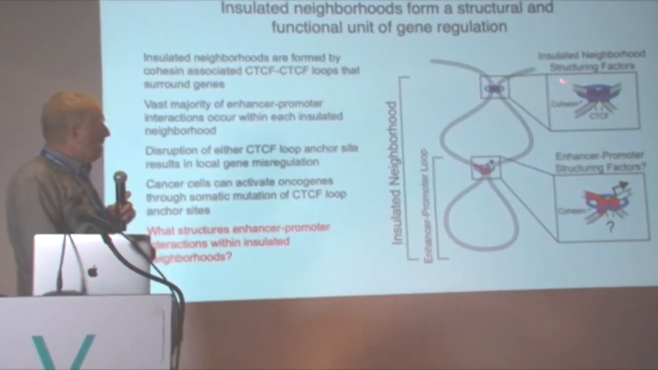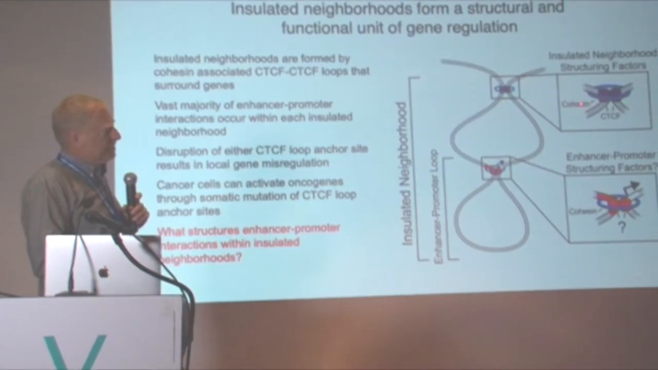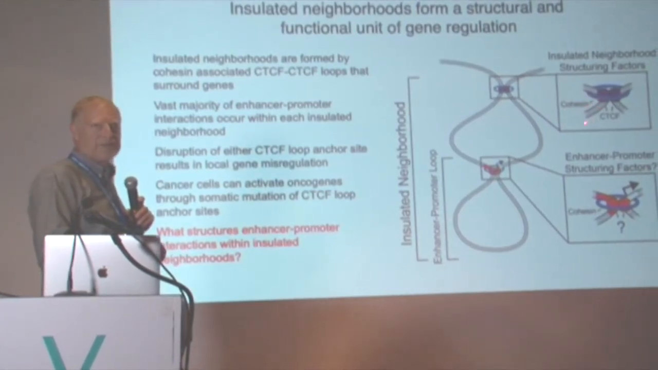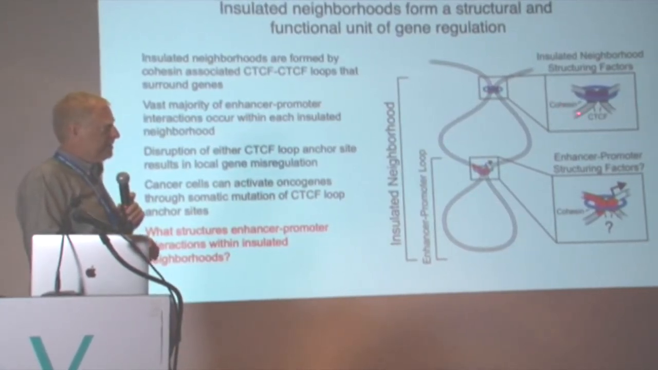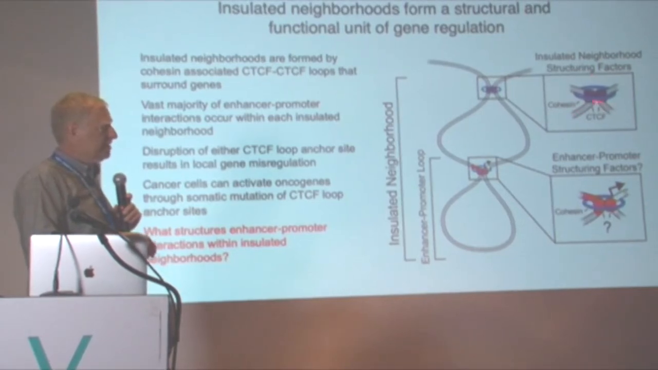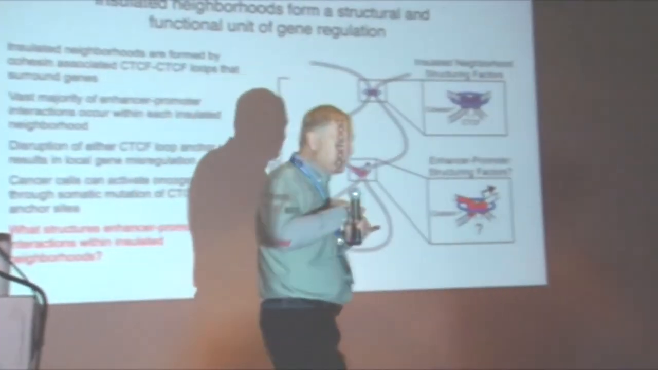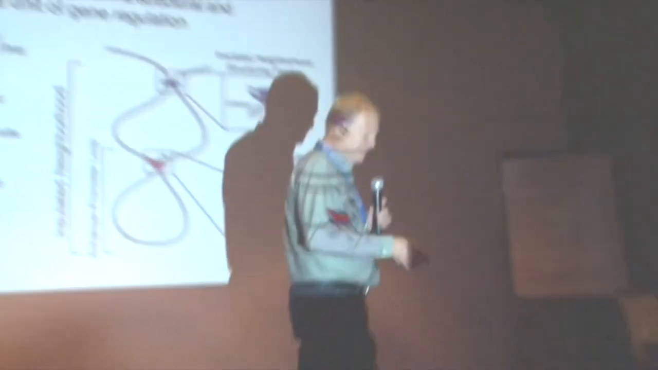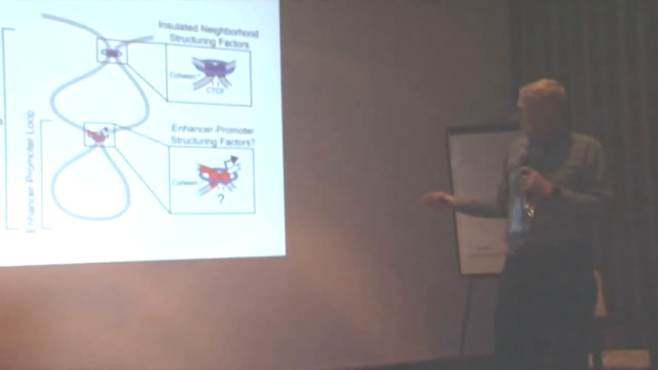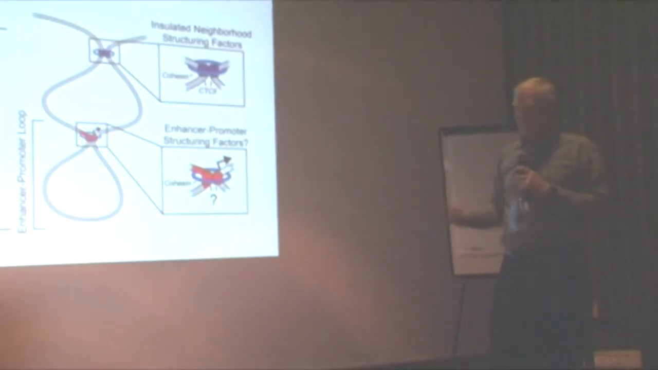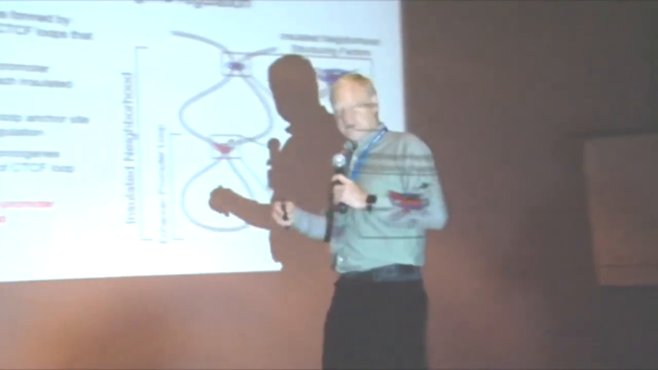So I've been arguing that, and the reason I haven't shown you much data is because this data now comes from so many labs and is so consistent that, and Erez is going to tell you more about this, you have these CTCF bound sites. They tend to arrest the migration of cohesin. So you see CTCF and cohesin together. A question that we were interested in is whether when enhancers and promoters get together, do they have an analog of CTCF that might help that?